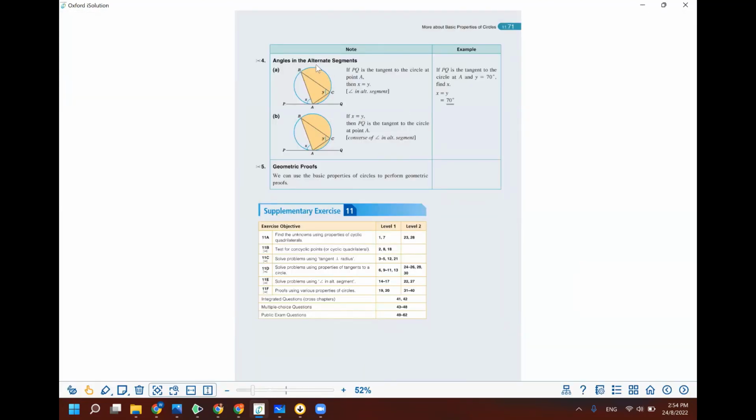Last. These 2 are about the angle formed by the chord and tangent. The chord angle is equal to the angle inside the circle in the alternate segment. And the converse is also true. If the angle formed by the tangent and the chord is equal to the angle in the alternate segment, then this line passing through one end of the chord is a tangent. That's all.